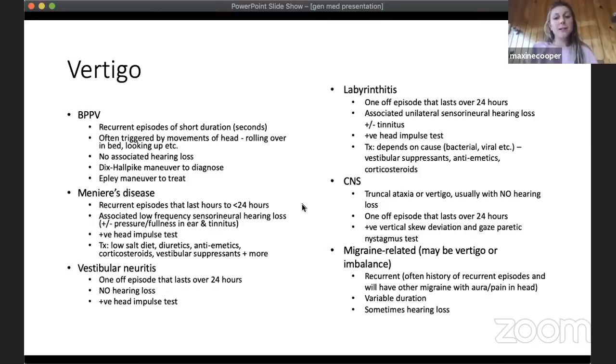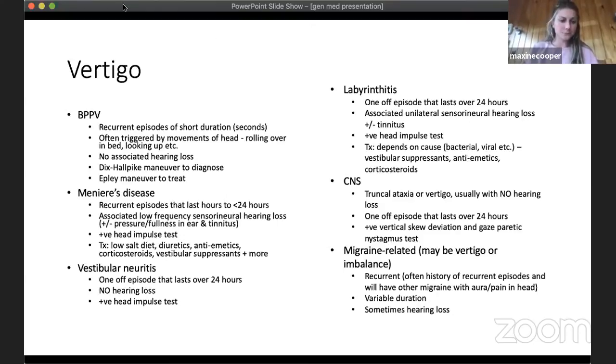All right, and the treatment is very varied because they still don't really know the cause, but it's often things to try to take that pressure off, like diuretics, a low salt diet, and steroids, and also giving things like antiemetics and suppressants to the vestibular system to calm everything down, really.